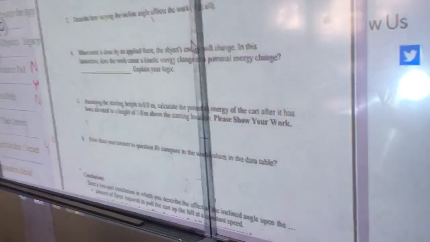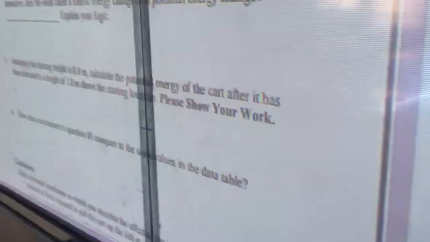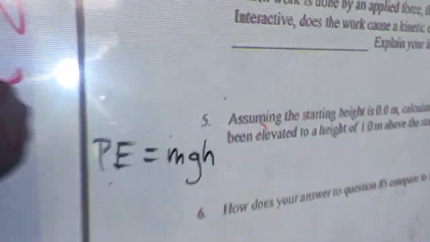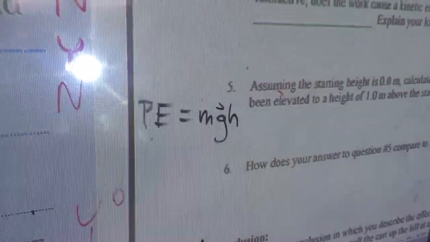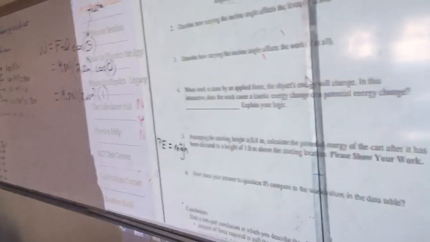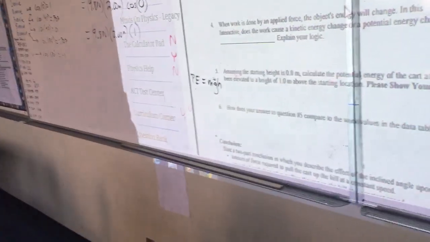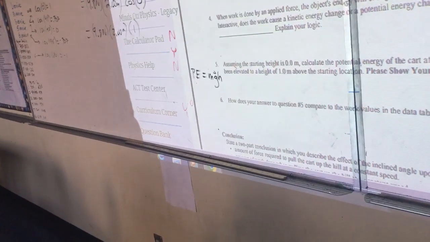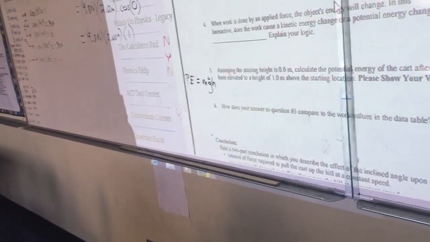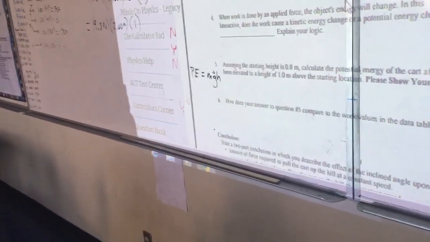Okay, so next thing is to calculate the potential energy of the cart after it's been elevated to a height of 1 meter. How do you do that? Well, if you don't know the equation for potential energy, here it is. Potential energy is equal to the mass times the gravity times the height. Gravity is going to be the acceleration from gravity. So we know the mass, 2 kilograms or 4 kilograms. We know the height, 1 meter. And we know the acceleration from gravity because we've memorized that. And so we can figure out the potential energy. Remember, that energy is going to be in joules. And a joule is a newton times a meter.